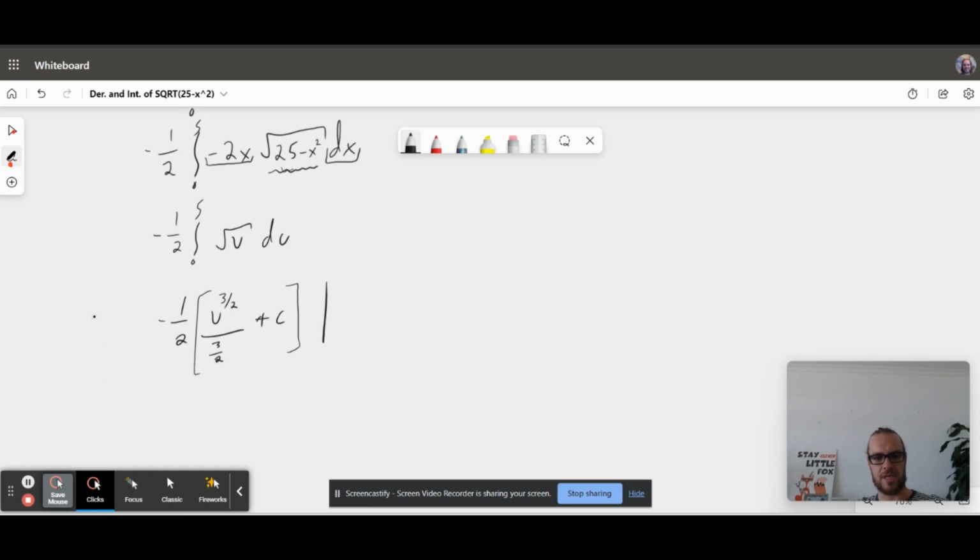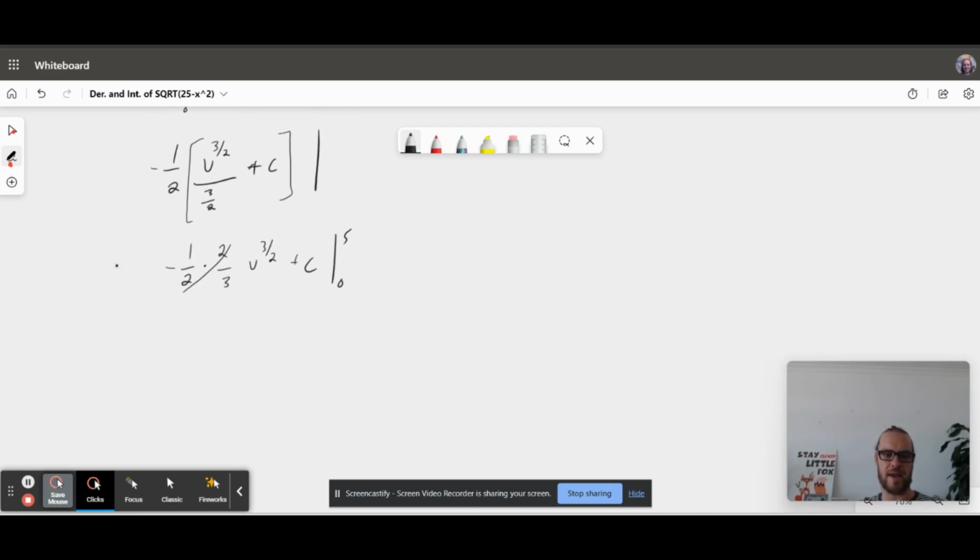So from here, we just need to simplify out what these fractions are. Anytime we divide fractions, hopefully we all remember that we're really just multiplying by the reciprocals of those things. And we can see that those negative 2's are going to cancel. U to the 3/2 plus c. All right. Now we're going to evaluate that from 0 to 5. But before we do that, we need to substitute back in because we weren't doing x, we were doing u. So we're going to have negative 1/3. U was actually 25 minus x squared, and that is to the power of 3/2.